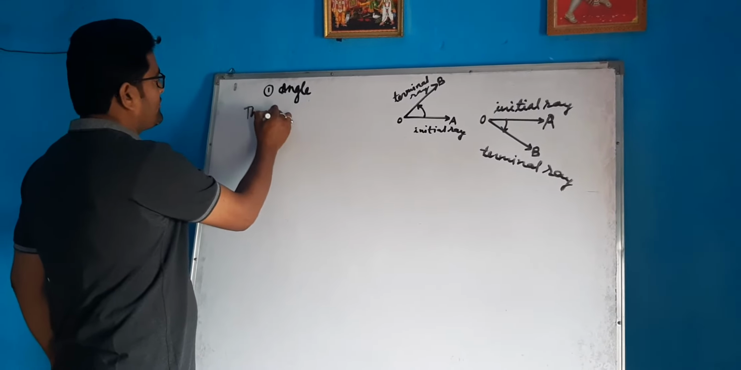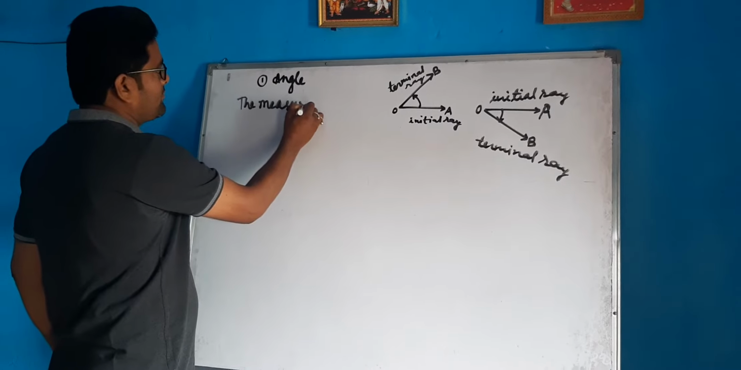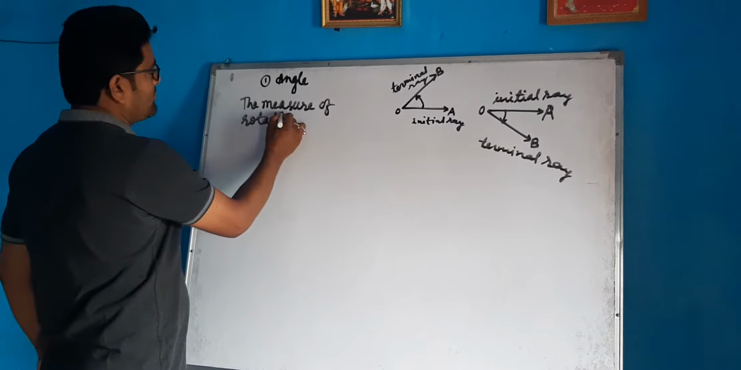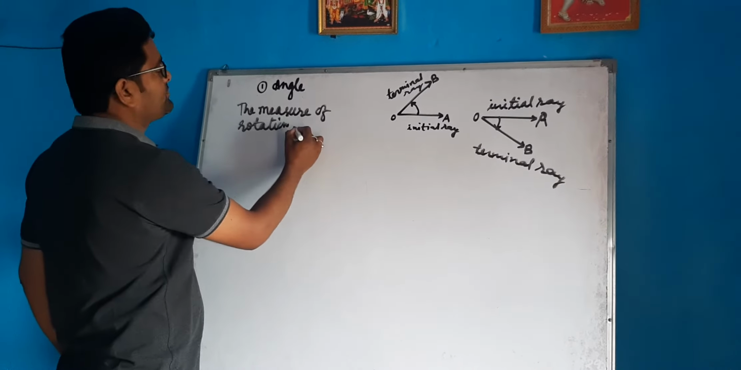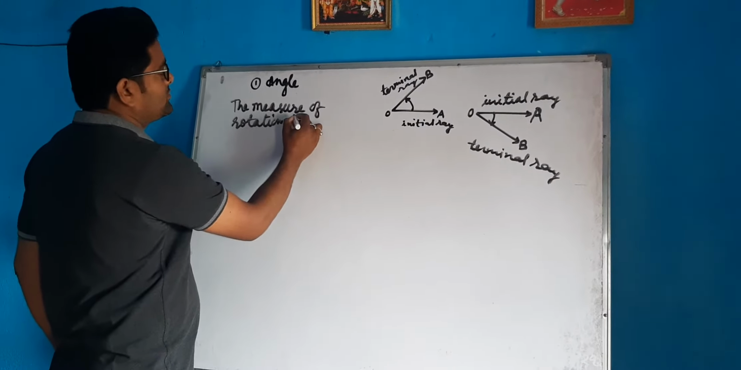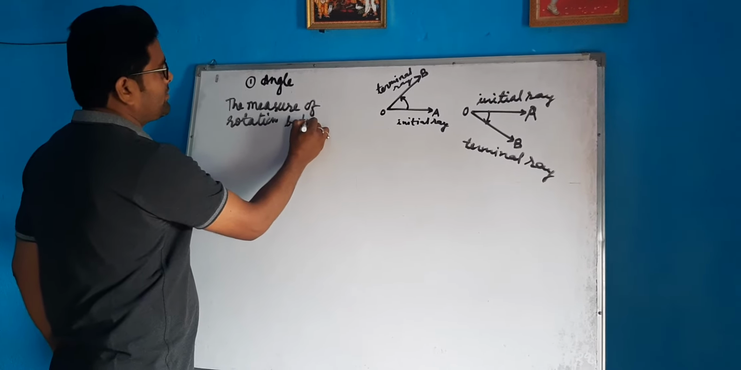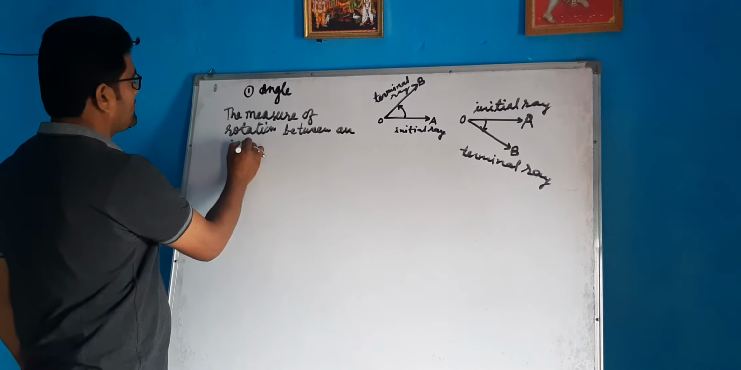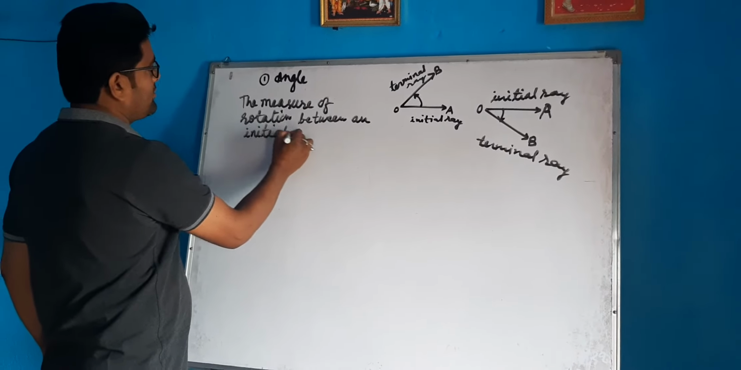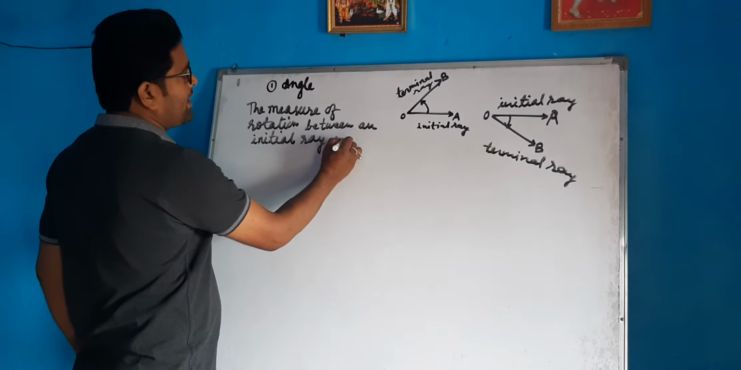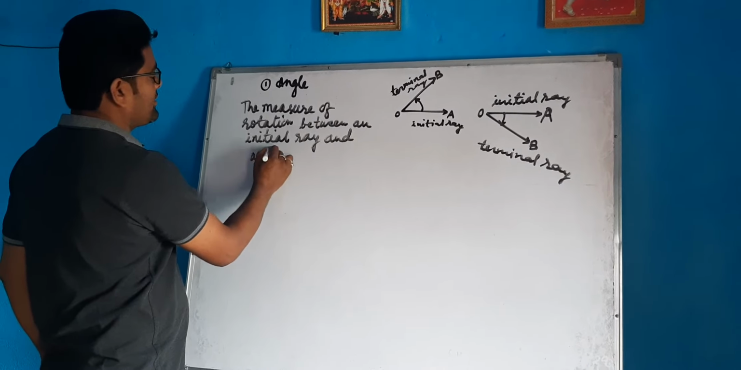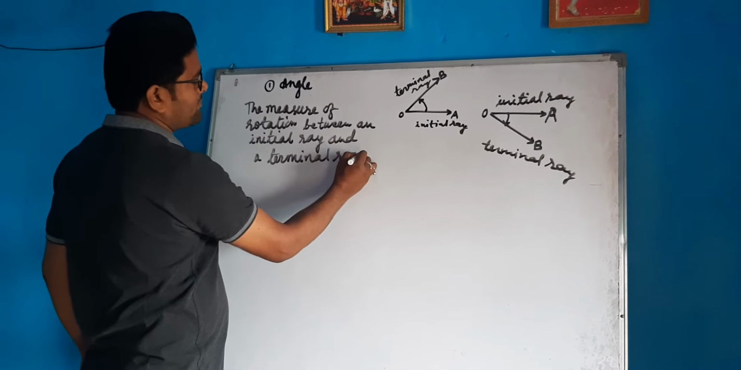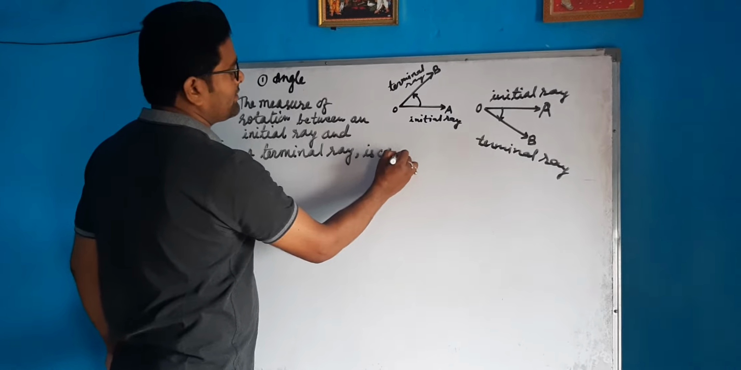So we can write the definition: the measure of rotation between an initial ray and a terminal ray is called an angle.